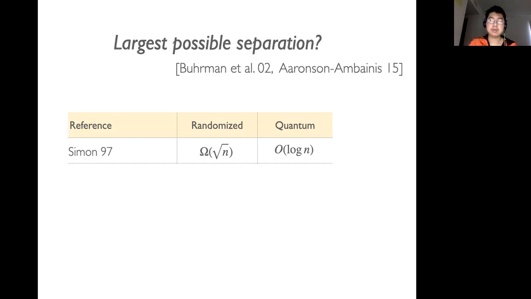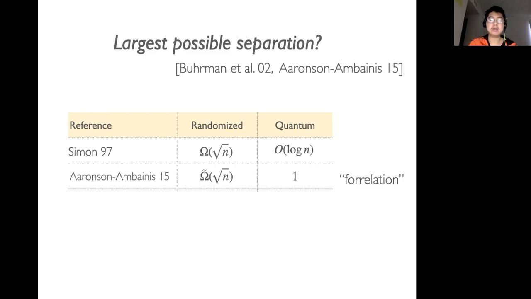Simon's work raises a natural follow-up question. What is the largest possible separation between randomized and quantum query complexity? For example, can we exhibit a linear versus constant separation? This question was first explicitly asked by Bernstein et al., and then by Aaronson and Ambainis again.